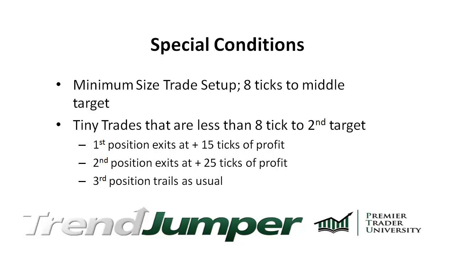Sometimes, though, when you get a really small trade, it's not worth taking if your target is less than 8 ticks away and you take your target at that level. Okay, your risk is too great. So here's the rule. If the middle target is less than 8 ticks, you're going to exit your first position with a 15 tick profit. You're going to exit your second position at 25 ticks, and you'll trail the third.